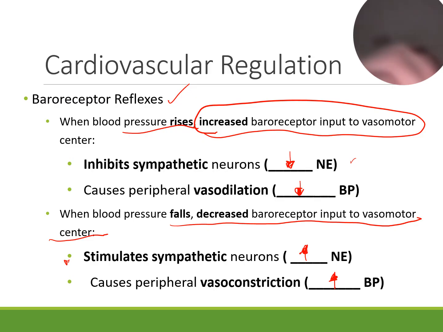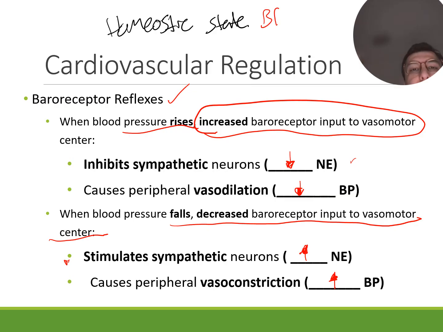Remember that we're talking about a homeostatic state. So your body is constantly checking, making sure that the blood pressure is adequate to perfuse all the other organs, such as your kidneys, your lungs. So we may increase or decrease despite a fight or flight response to keep enough perfusion to those organs.